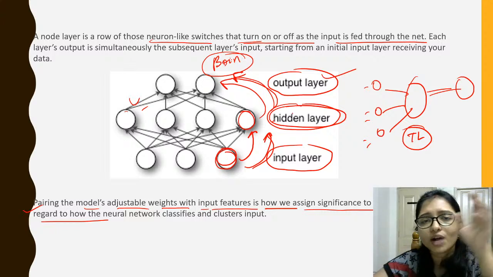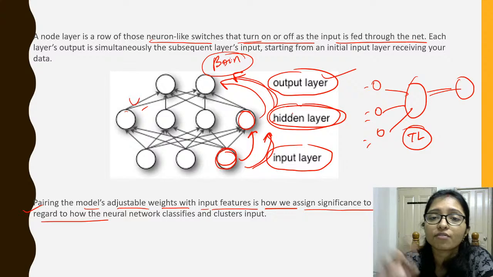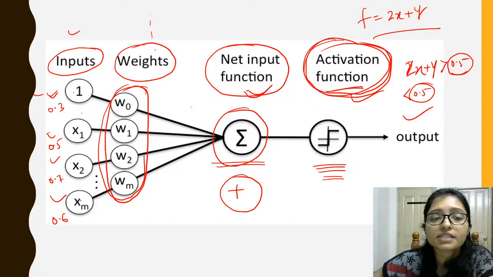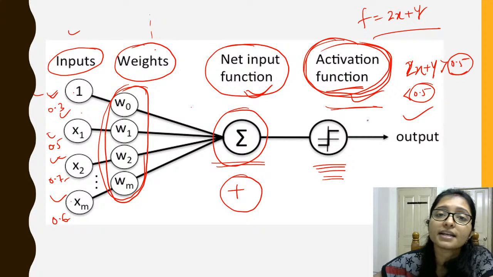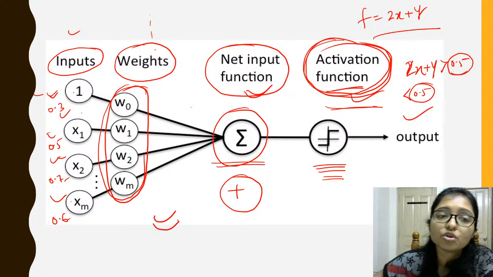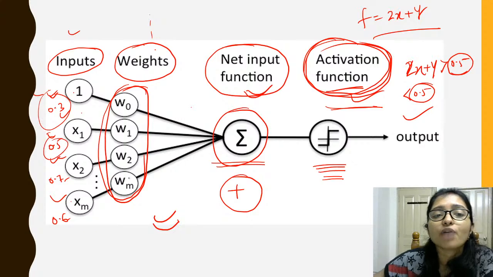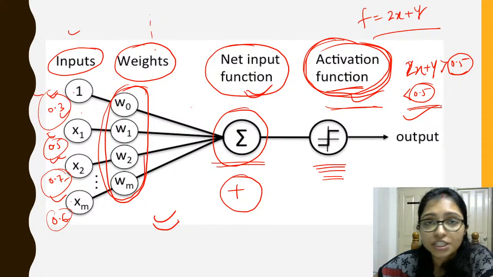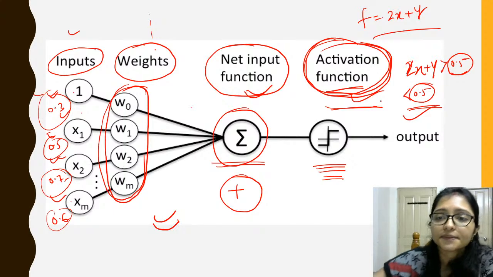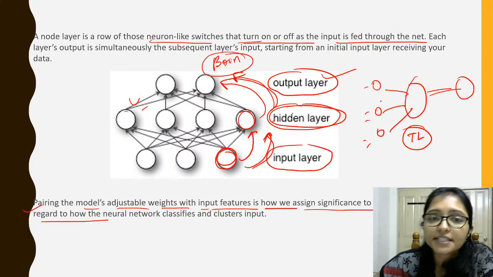I was searching for one example but could not find it. There was an example with an image, and from that image there were some values, and from those values some function was given and it asked what the final output would be. If this type of question comes, please remember what you have to do: do the addition, then the average, and after the average check it with the activation function. Okay, got it? Got it?